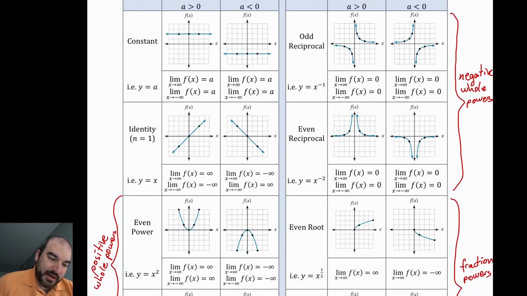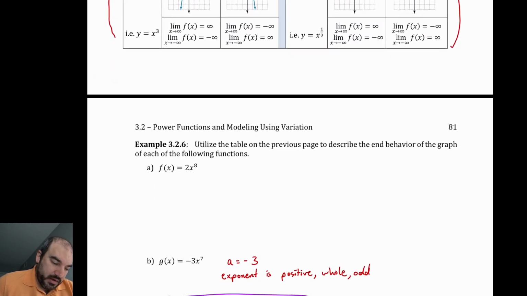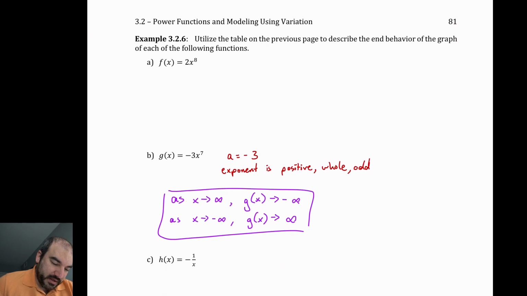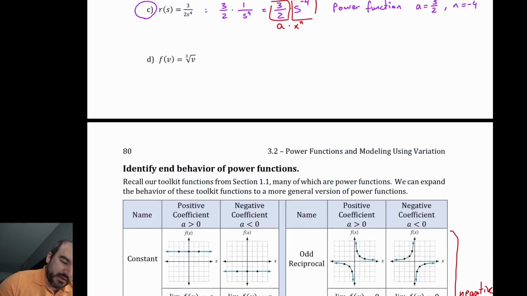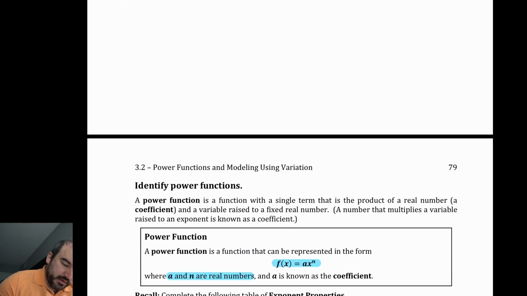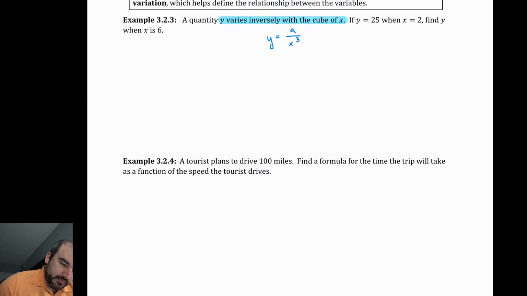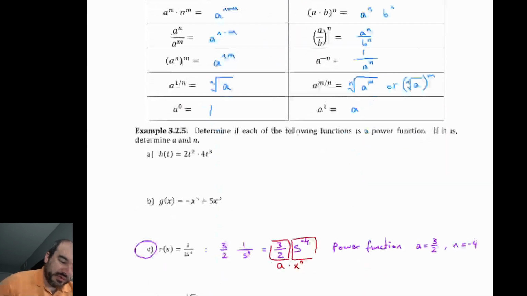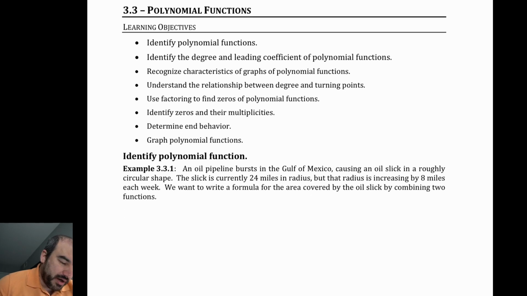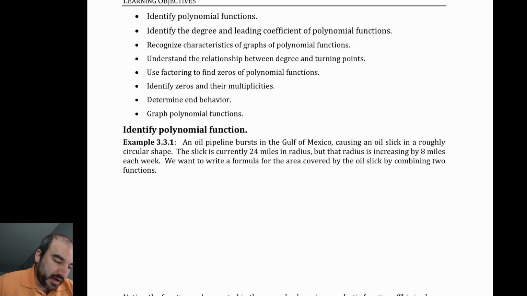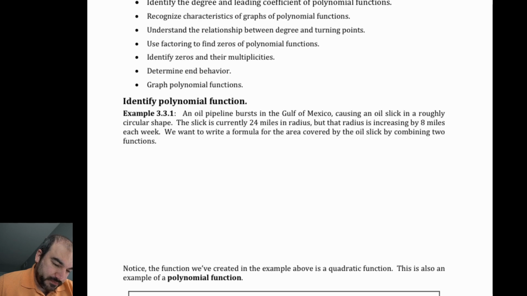Okay, I know I talked about end behavior last time, and I did an example of it, so I think you guys can continue working on that. I explained what inverse variation was. Okay, so I want to move on to 3.3 and talk a little bit about polynomial functions, their degree and leading coefficient, and then some of the characteristics of the graphs.